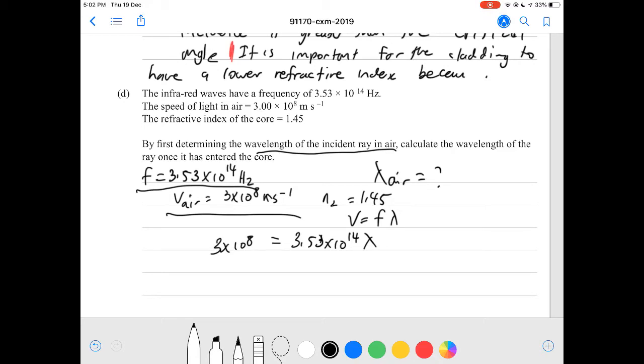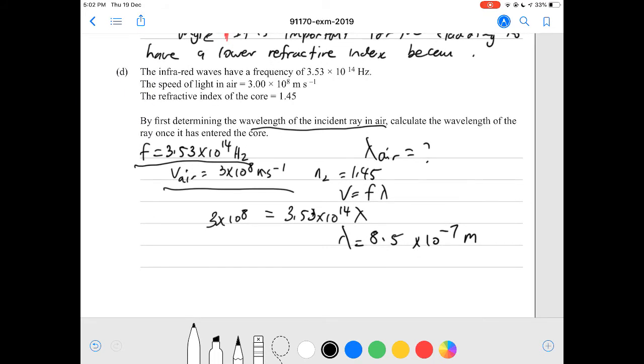So you should get that your lambda is equal to 8.4, and we can just round it to 8.5 times 10 to the power negative 7 meters. Alright, so now you can go to your formula sheet. You can use the relationship of N1 over N2 is equal to V2 over V1 is equal to lambda 2 over lambda 1. So we're trying to find our wavelength of the ray once it's entered the core.